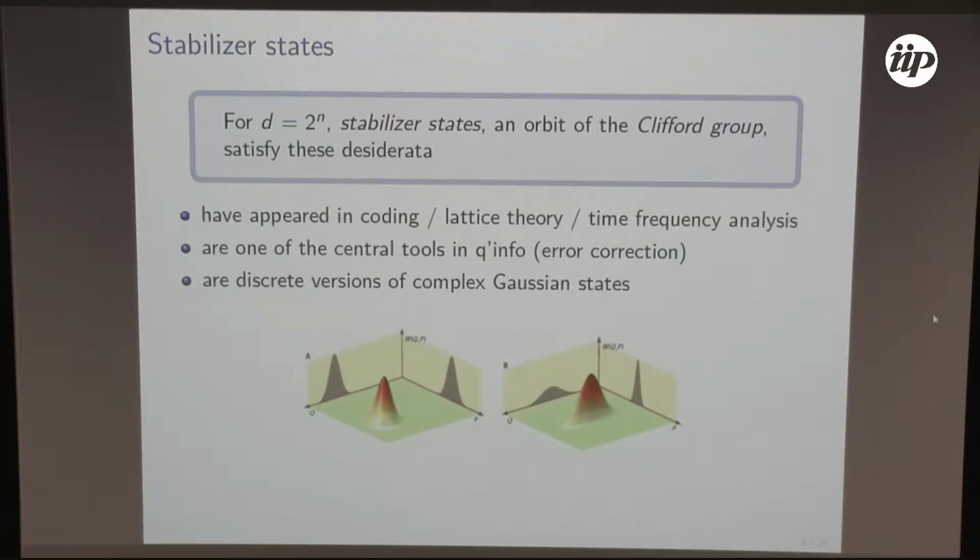And this is not just some random group that we cooked up, but it has appeared independently in coding theory, in lattice theory, and time frequency analysis. Also, stabilizer states, and more generally the Clifford group, are one of the central tools in quantum information theory, especially if you want to think about fault tolerance and quantum error correction. In quantum info, they are really prominent. And for those of you who like their Wigner functions, there are also discrete versions of complex Gaussian states defined in a continuous phase space.